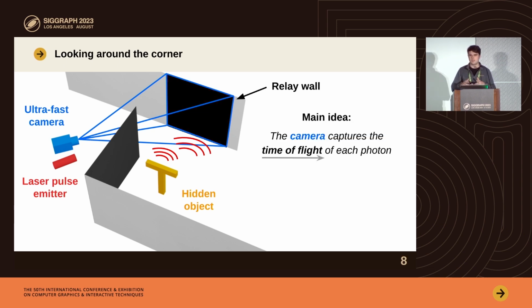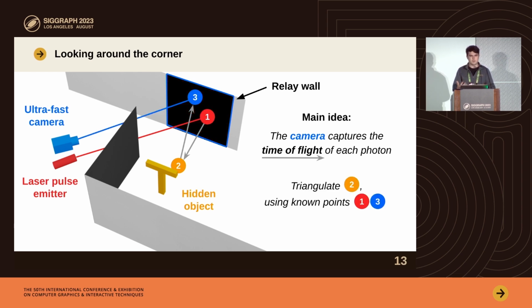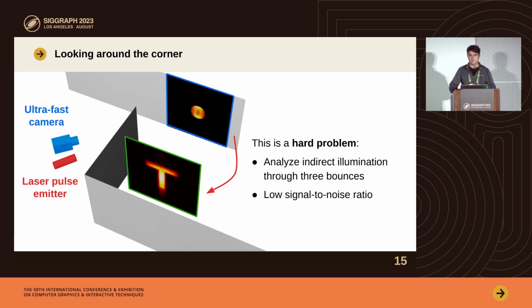Let's take a look at the path that each of the photons take in this case. First, they touch the relay wall, then the hidden object, and then back to the relay wall. Using these known laser and camera positions, and this time of flight captured by the camera, we are able to triangulate positions of the objects in the hidden scene. By repeating this procedure multiple times, we're able to obtain an image of the whole scene. This is a hard problem, because it requires the analysis of indirect illumination through 3 bounces, and there is very low signal-to-noise ratio.